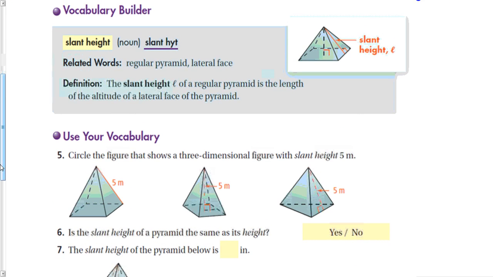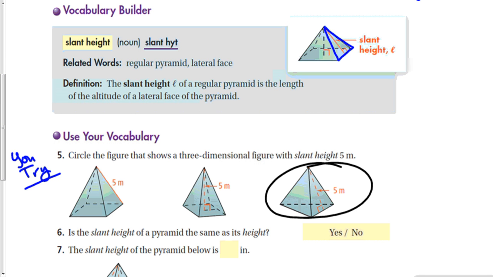So for our vocabulary, we have what's called a slant height. This should be brand new to you. If you look at that diagram, the slant height is on one of the faces. Okay, it is not the height of the pyramid. It is basically the height of that triangle. If you were to take this triangle off of the pyramid and find its height, that's the slant height of the pyramid. So number 5, I would like for you to try this one. Number 5, identifying which of these has a slant height of 5. Pause your video now, please.